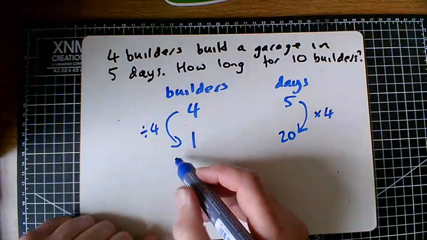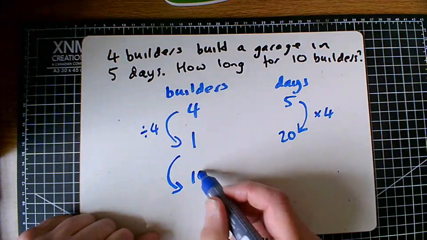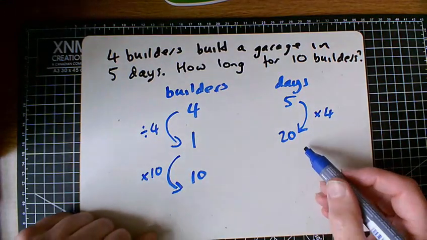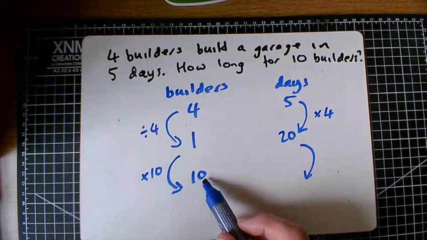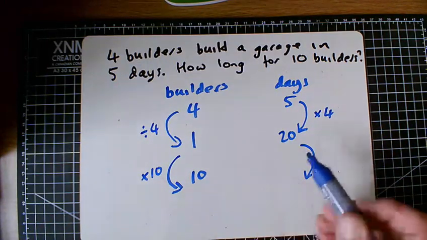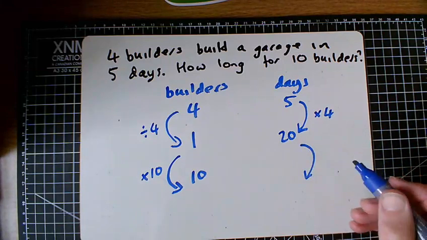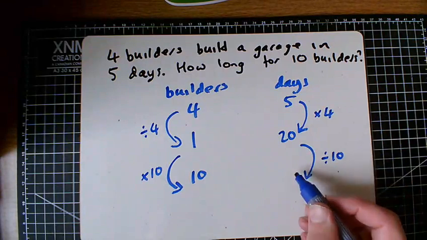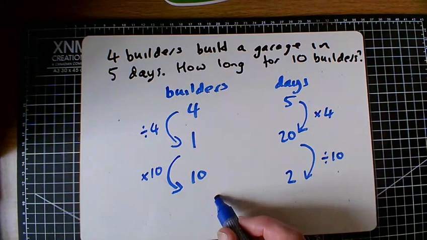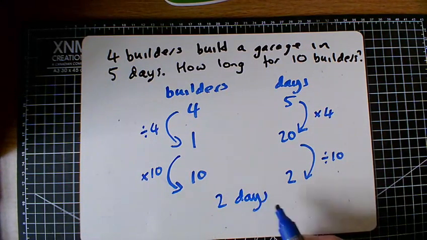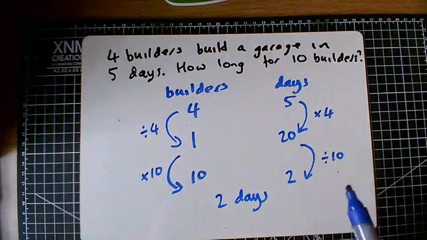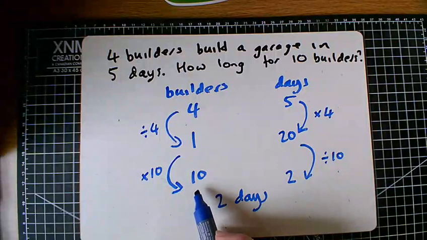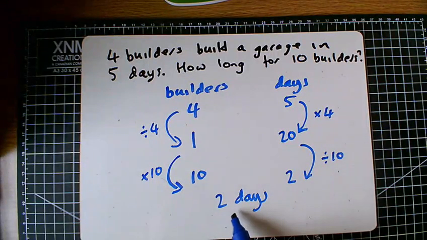Now I need to find out how long it will take 10 builders. To get from 1 builder to 10, I'm multiplying by 10. Now, I'm increasing the number of builders, so that should mean my number of days goes down. So I need to divide by 10. 20 divided by 10 is 2. So it's 2 days. And just as a sanity check, 4 builders take 5 days. If I increase the number of builders, the days should go down.